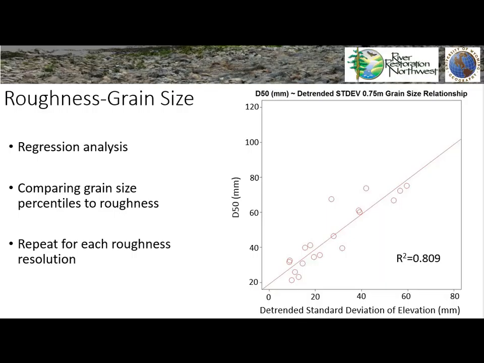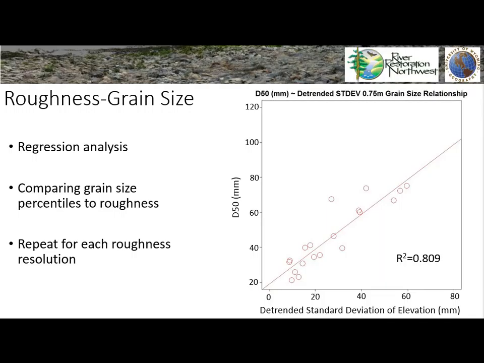This is an example of a single regression analysis that we're conducting from one of our field sites. You can see here, we're just doing a simple linear regression. We're fitting the D50 in millimeters, or the 50th percentile for grain size, on the y-axis, and on the x-axis we have the detrended standard deviation of elevation, which is a mouthful, and it is basically a measure of roughness. So we have roughness on the x-axis and grain size on the y, and we're finding that we have pretty strong correlations when we plot these out with these linear regressions.